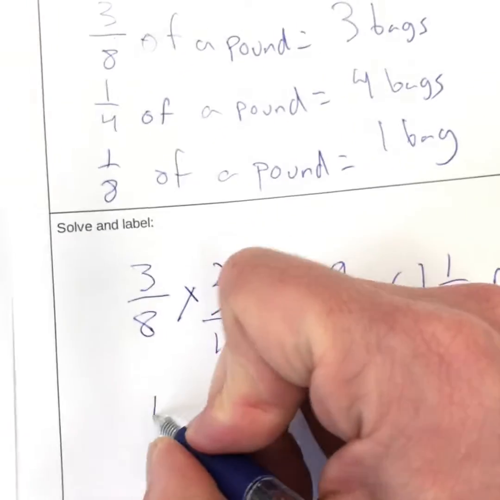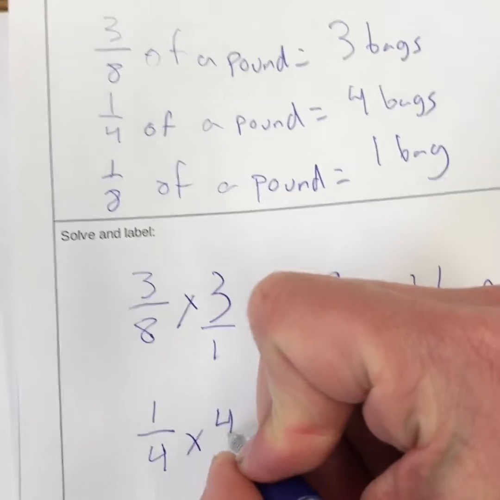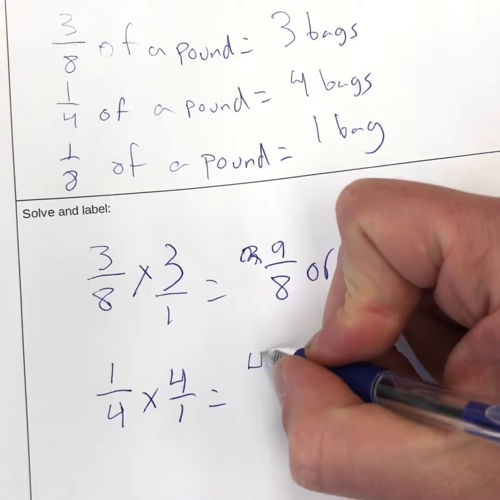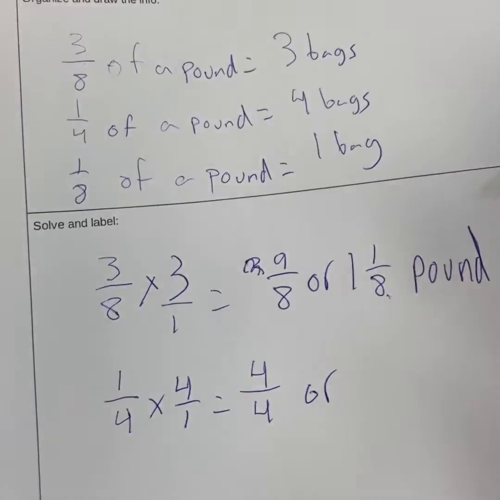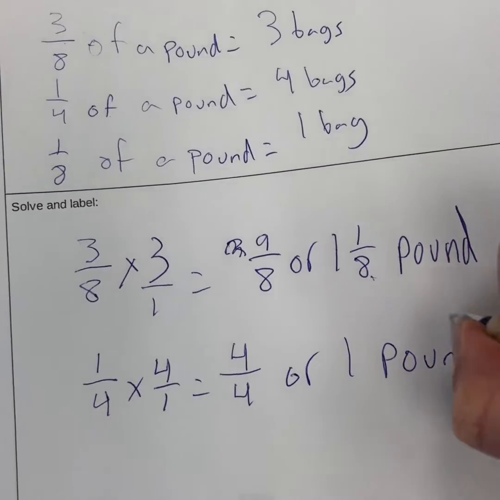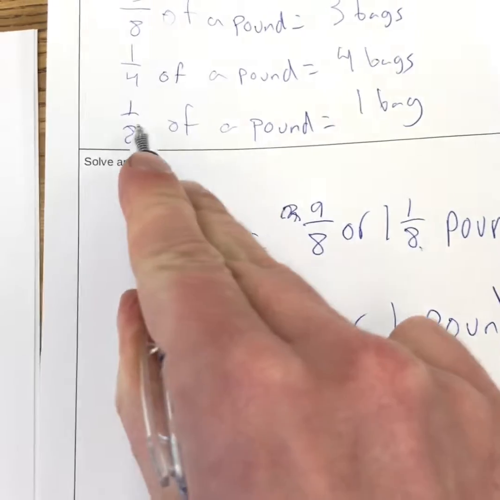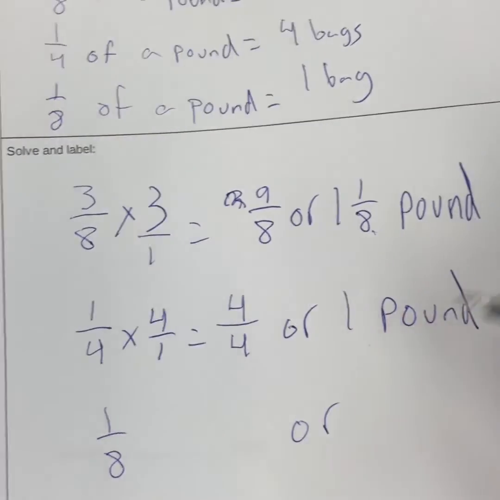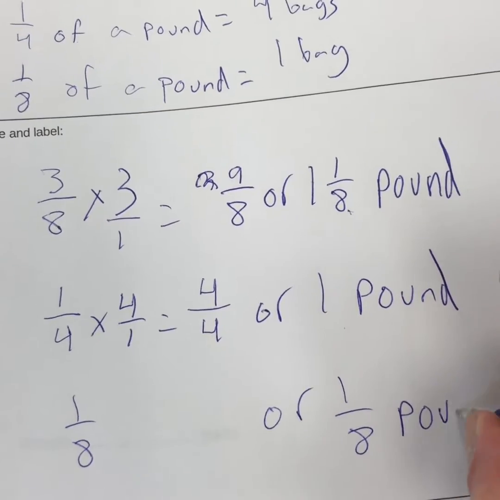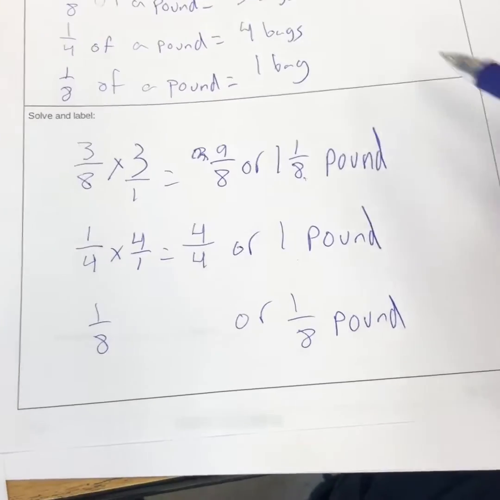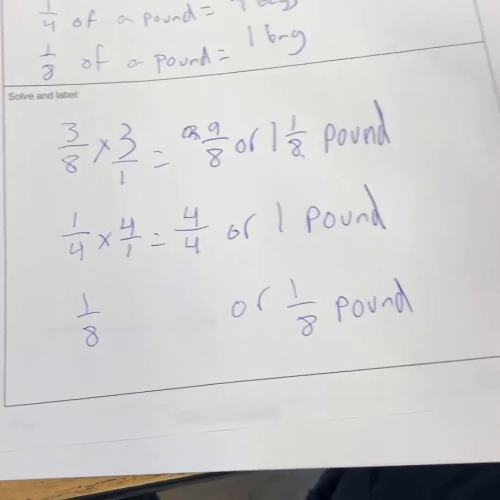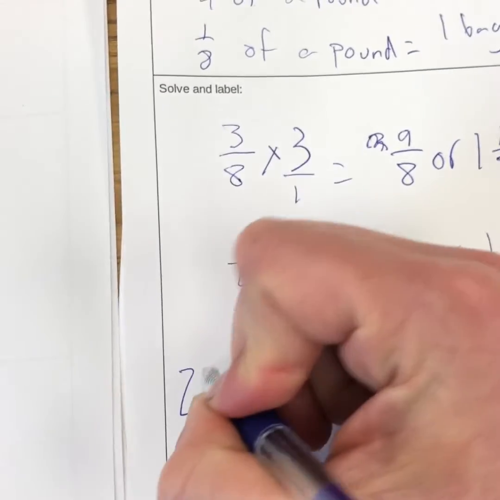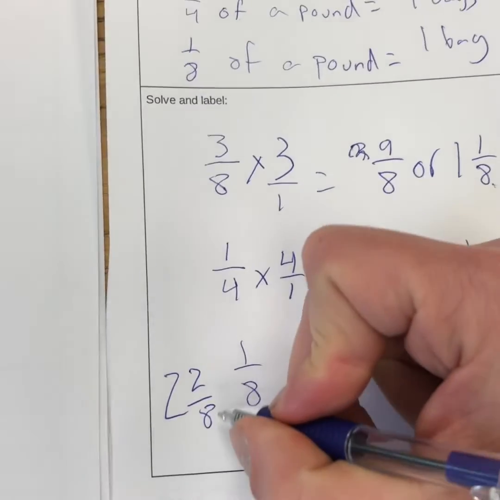So the bags that weigh this weight, I add the 3 of them up, they equal this. Then 1/4 times 4 over 1 equals 4 over 4, or 1 pound. Okay, and then 1/8 of a pound is just 1 bag, so it's 1/8. Well, I don't have to do anything. So now I just have to add them, right? So 1 1/8 plus 1 is 2 1/8, plus 1/8 is 2 2/8. Boom. 2 2/8 pounds.